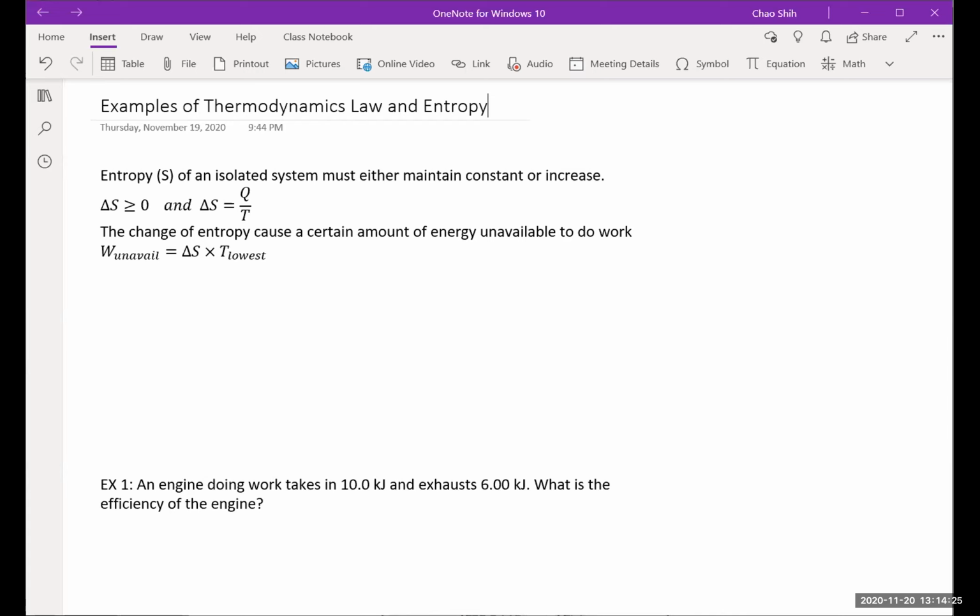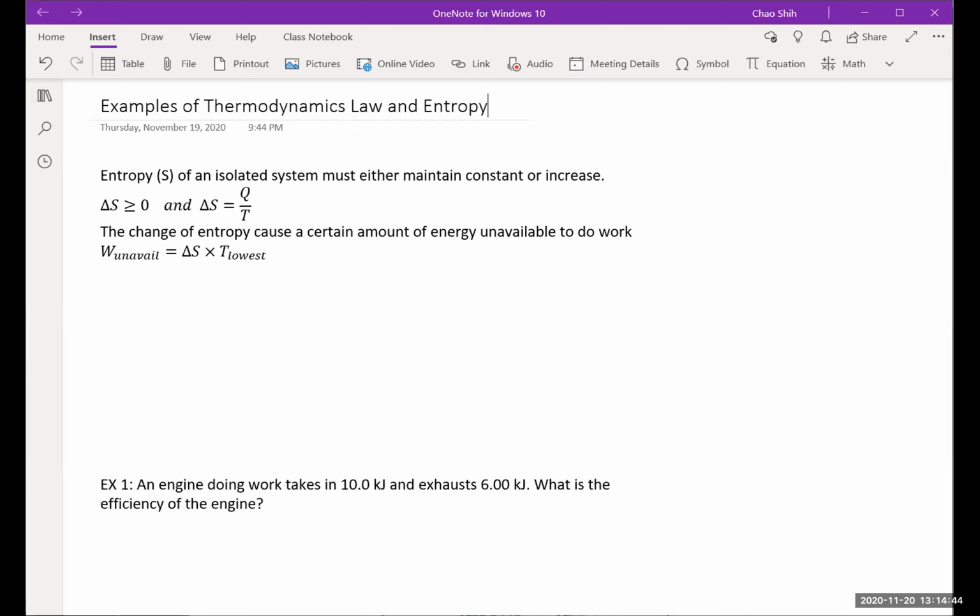Okay, so let me work on the second law of thermodynamics. We talk about the zeroth law, we talk about the first law, the second law of thermodynamics. It's about the entropy, actually. There are several different ways we can explain the thermodynamics second law.